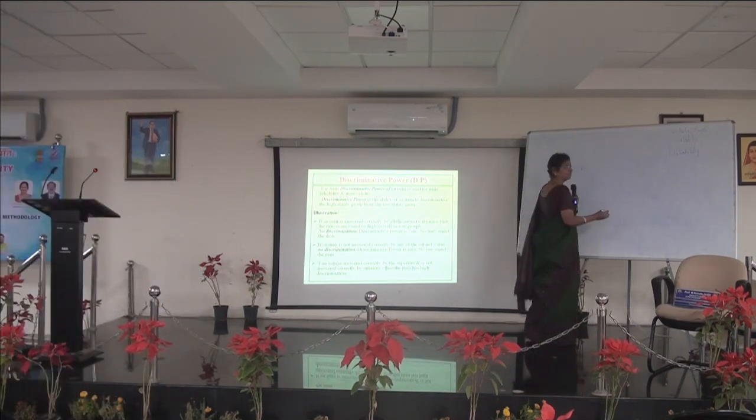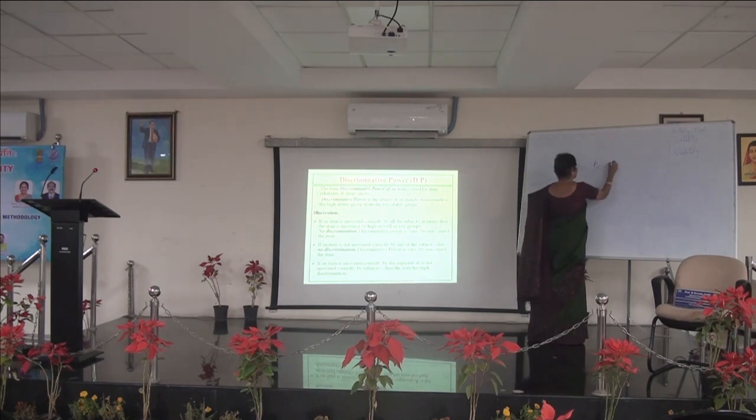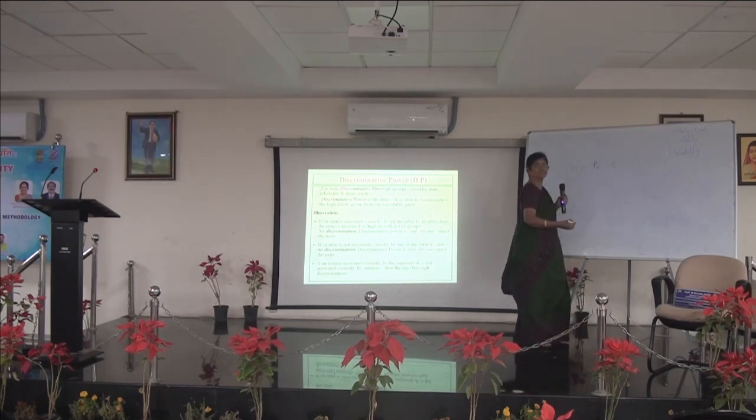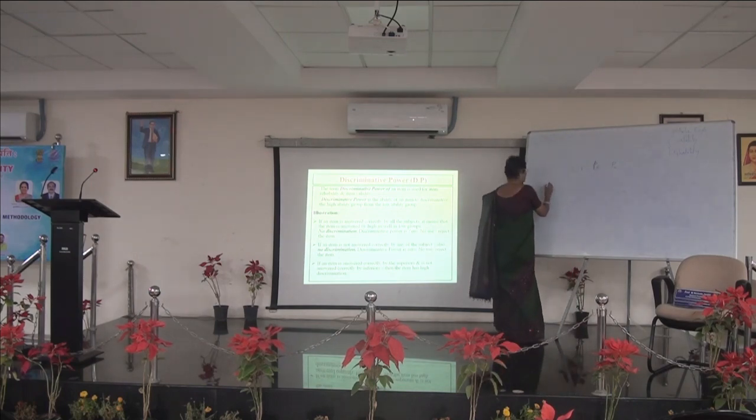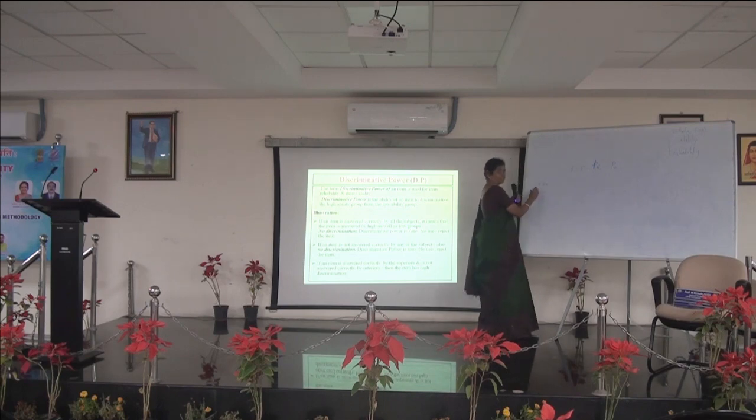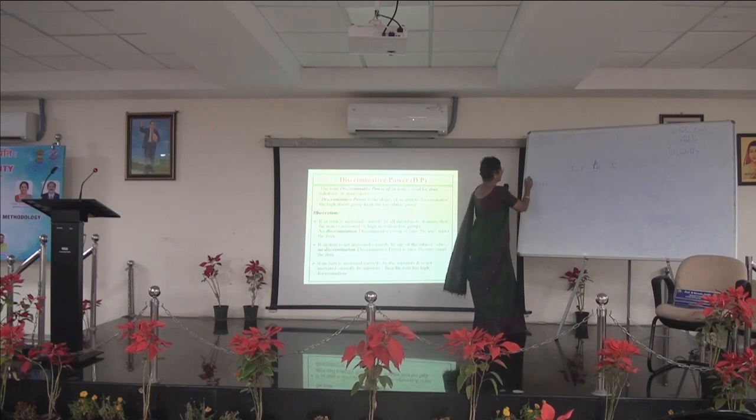Discriminative power is given by the proportion of right responses minus the proportion of wrong responses. What is P? P is proportion. Suppose out of 100 students, your sample consists of 100. Sample size is 100. And item number 20.